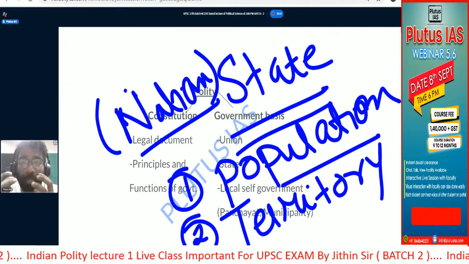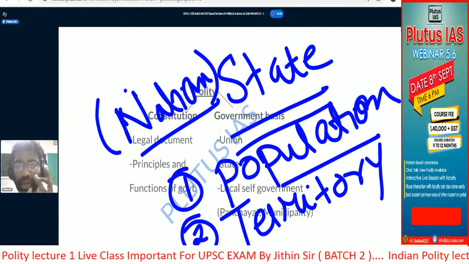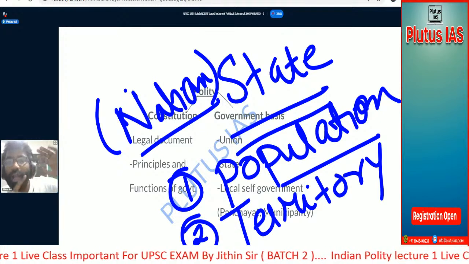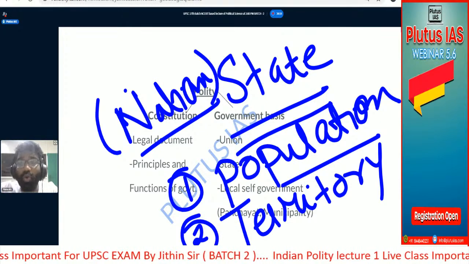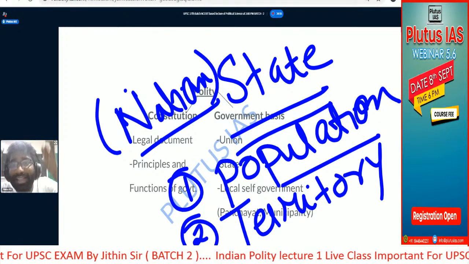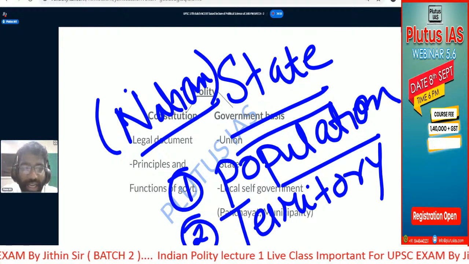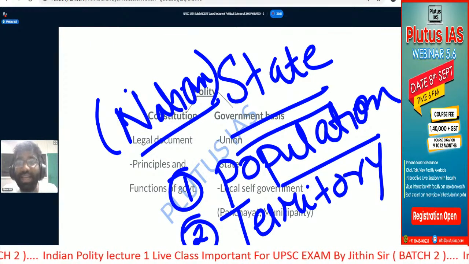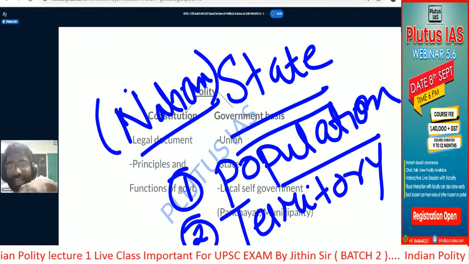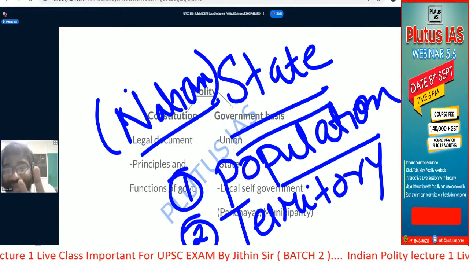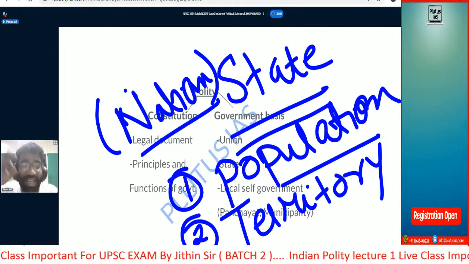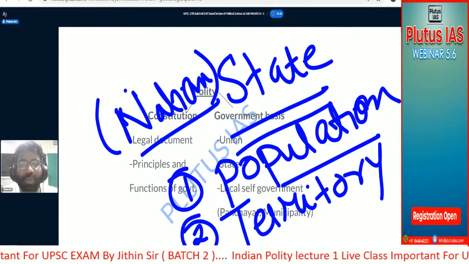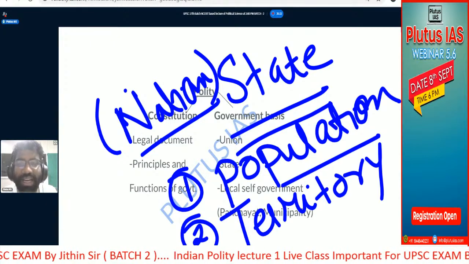Okay, so from Kashmir to Kanyakumari, and from Gujarat to the northeastern state of India, the land of India is called the territory of India, and the people will reside on this territory. The second element of state is territory. Is it clear? The first element is population, the second element is territory. Clear or not?